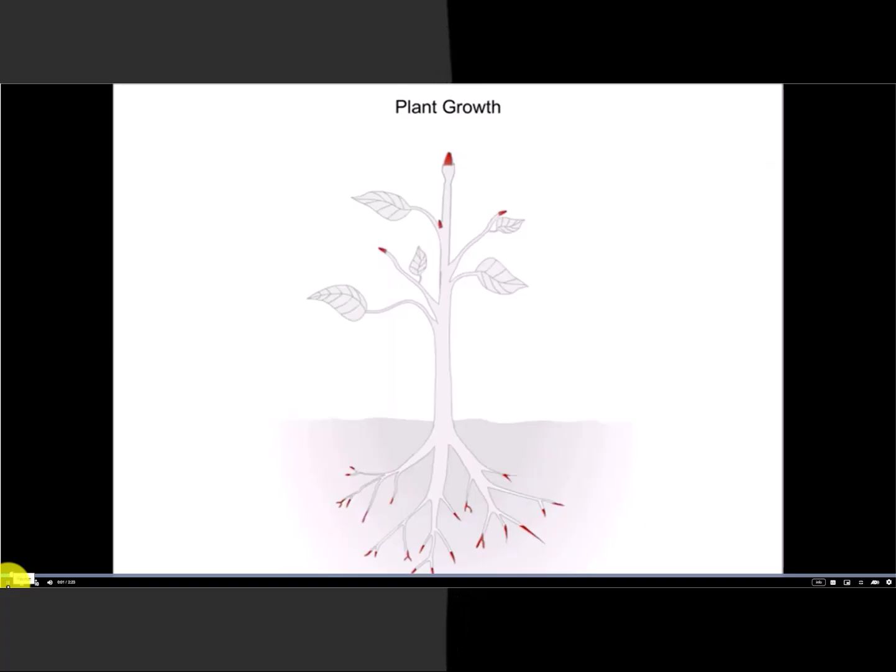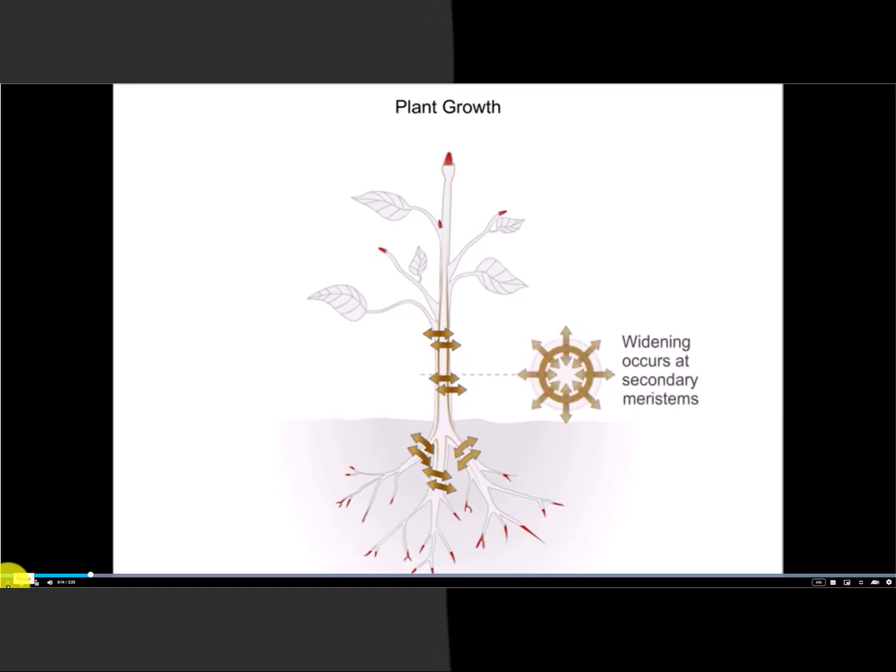Some plants get so tall that they would topple over if they did not also get wider. Secondary growth enables these plants to increase their girth significantly to support their added height and weight. Widening occurs at lateral meristems, also called secondary meristems or cambia. We'll use a longitudinal section and a cross-section of a stem to illustrate the process of secondary growth.